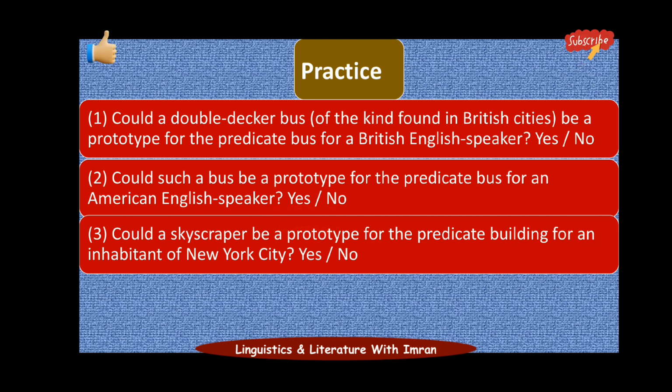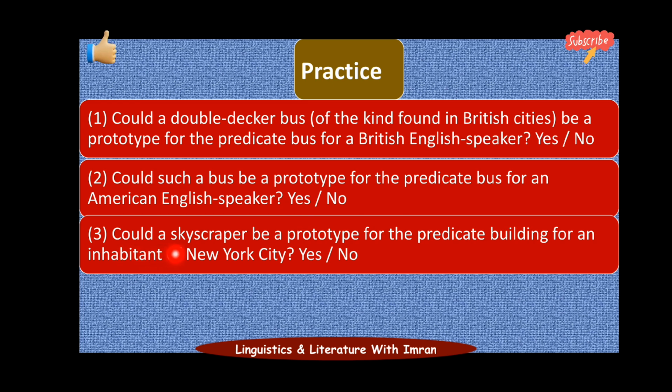Because I told you that it varies from culture to culture and country to country. In some places it would be a prototype, while in other places it would not be. Because most of the people in America agree that the prototype of a bus would be different. And in Britain, most of the people generally agree that when they hear the word bus, a double-decker bus comes to their mind, right?